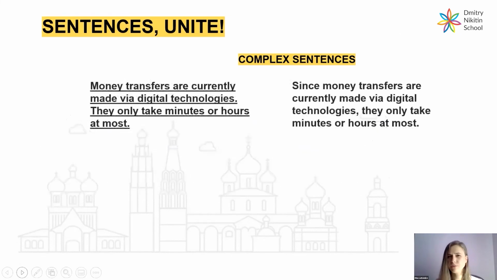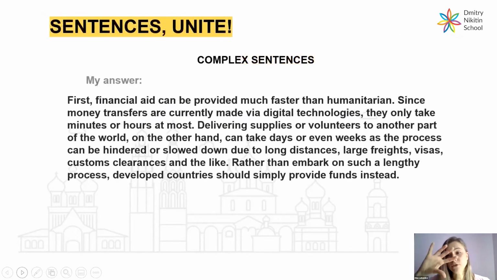And here is my solution, right? What's the connection between the sentences? Cause and effect. My solution is the conjunction since. And we have, instead of two simple sentences, one complex sentence. And it sounds so much better. And here is my answer. Here is the whole paragraph, the answer that I originally wrote. And you can scrutinize it on your own.